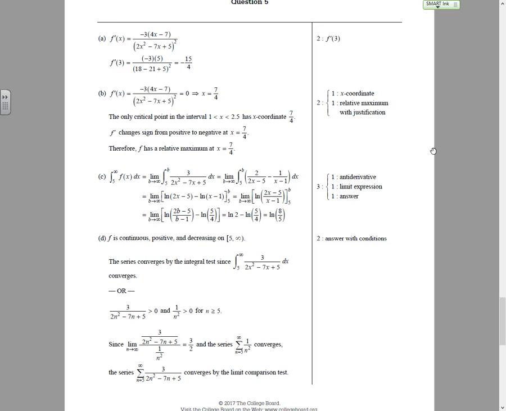Just a little bit longer on this FRQ. I still see a couple of you guys still grading. Okay, real quick, anybody still grading? Okay, a little bit longer.